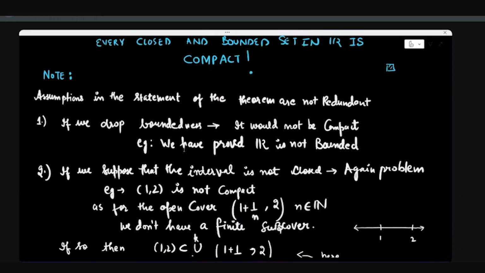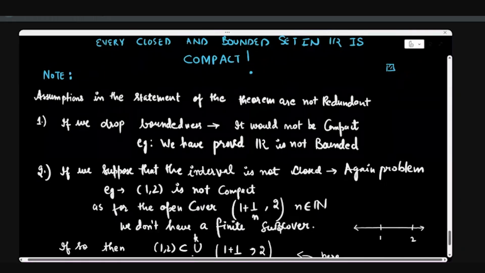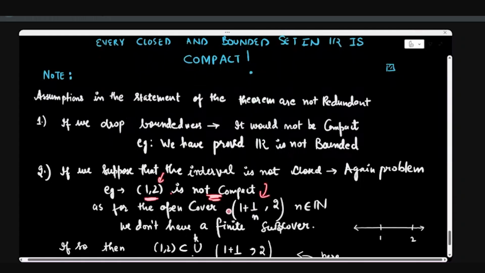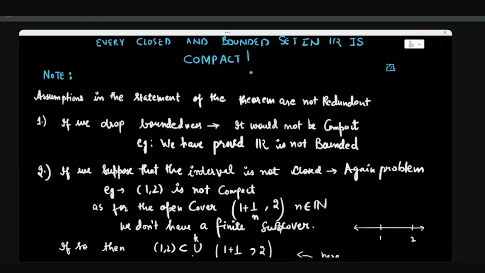And if we assume that the interval is not closed, again a problem will arise because the interval (1, 2) is not compact. It is not closed and it is not compact. We can prove that it is not compact by saying that this open cover for (1, 2) doesn't have a finite subcover. I encourage all of you to find out why this open cover doesn't have a finite subcover.